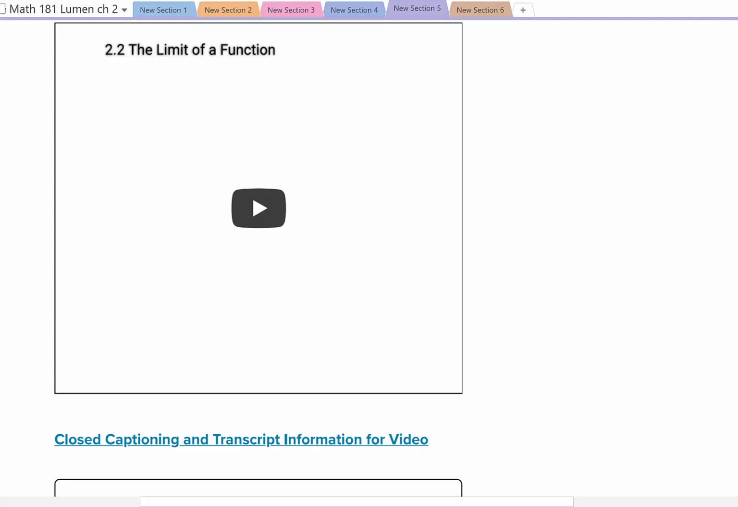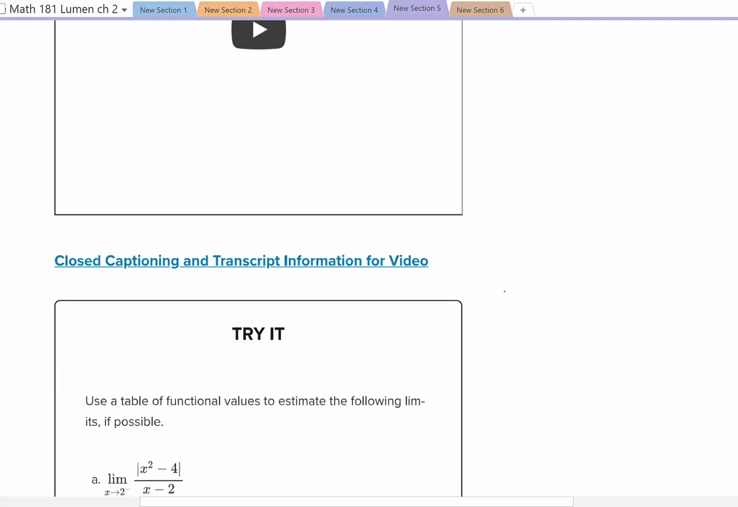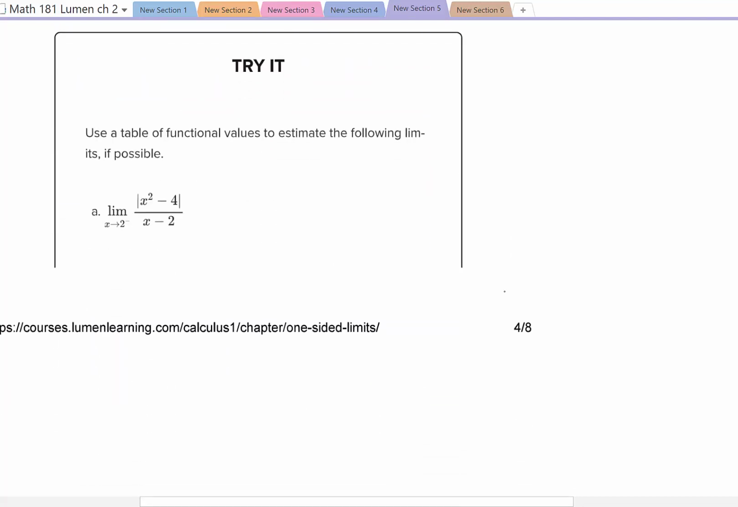And there's a video for you to watch if you want to see that in the homework in the online book. So use the table of functional values to estimate the following limit if possible. We want to look at the limit as x approaches 2 from the left side of the absolute value of x squared minus 4 over x minus 2.